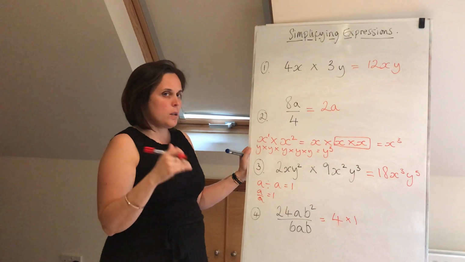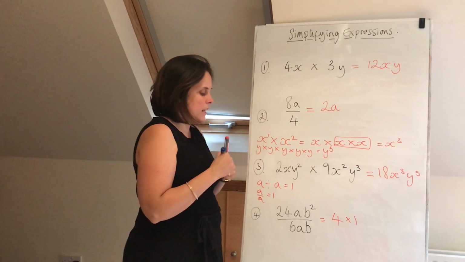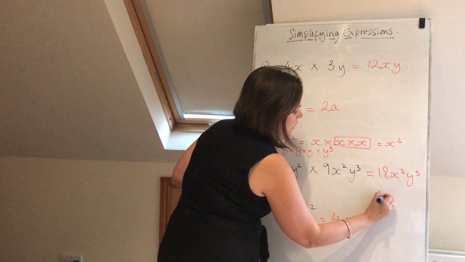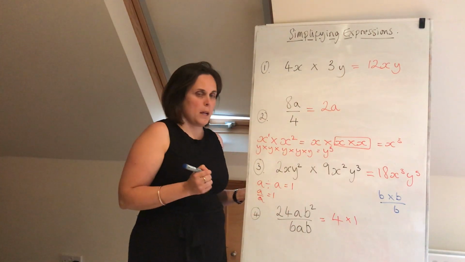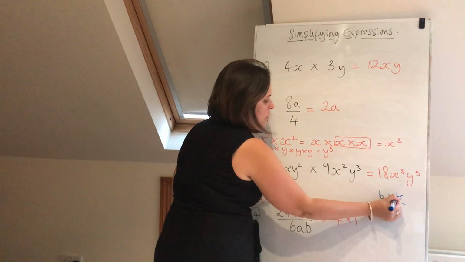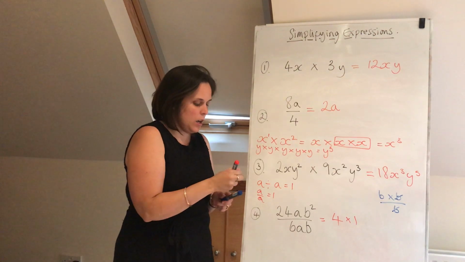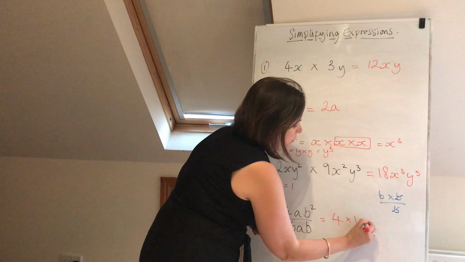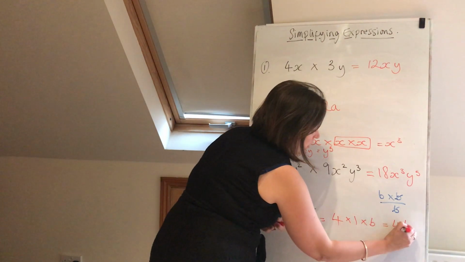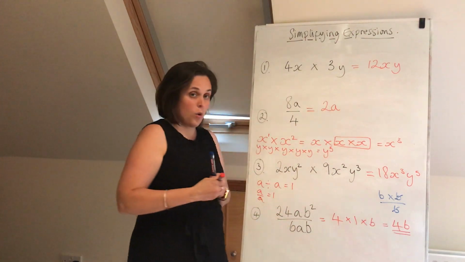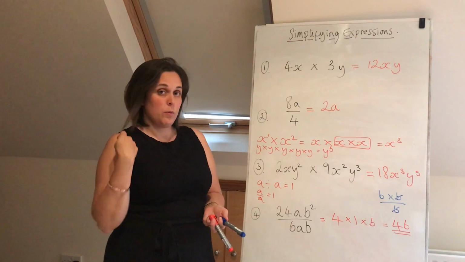And then we've got b squared divided by b. Now let's think about that. B squared divided by b. B squared is b times b divided by b. We can, if you like, cancel those down and we end up with just b. And what that means is that we end up with b to the power of 1. So altogether we get 4b. Okay? So that is basically how you work them out.